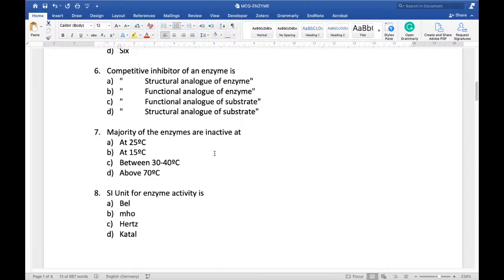What would be the answer of competitive inhibitors of enzymes are? Majority of enzymes are active at? SI unit of enzyme activity is? We have just discussed them today. Answer these three questions, बच्चे.